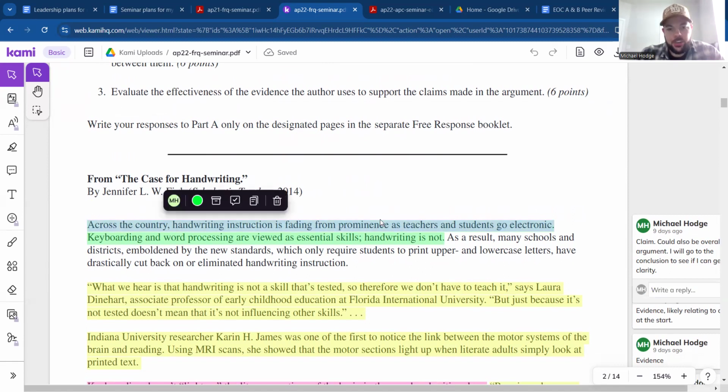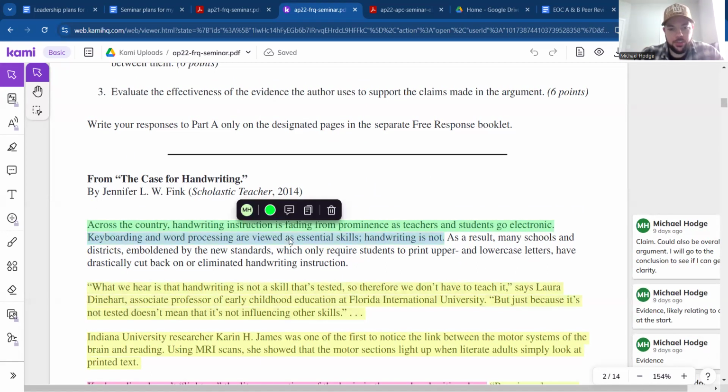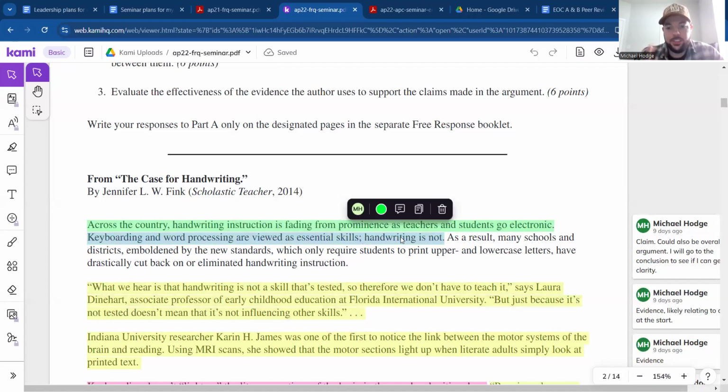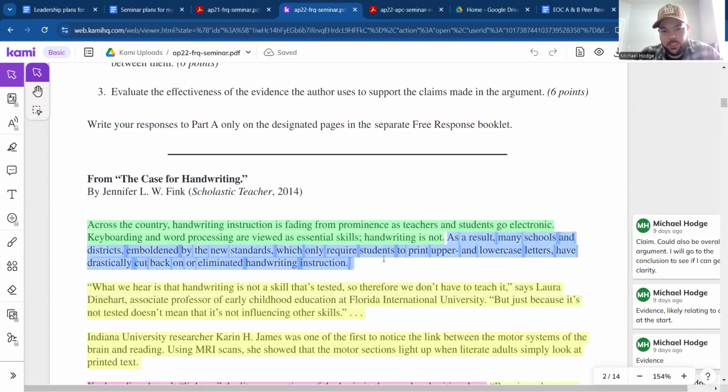Across the country, handwriting instruction is fading from prominence as teachers and students go electronic. Keyboarding and word processing are viewed as essential skills. Handwriting is not. That sounds like an argument to me. It's definitely the primary argument, right? Because it's an opinion. What follows after is, as a result, many schools and districts, emboldened by the new standards, will only require students to print upper and lowercase letters, have drastically cut back or eliminated handwriting instruction. This doesn't sound as important to me. This sounds like it's really the main point here.